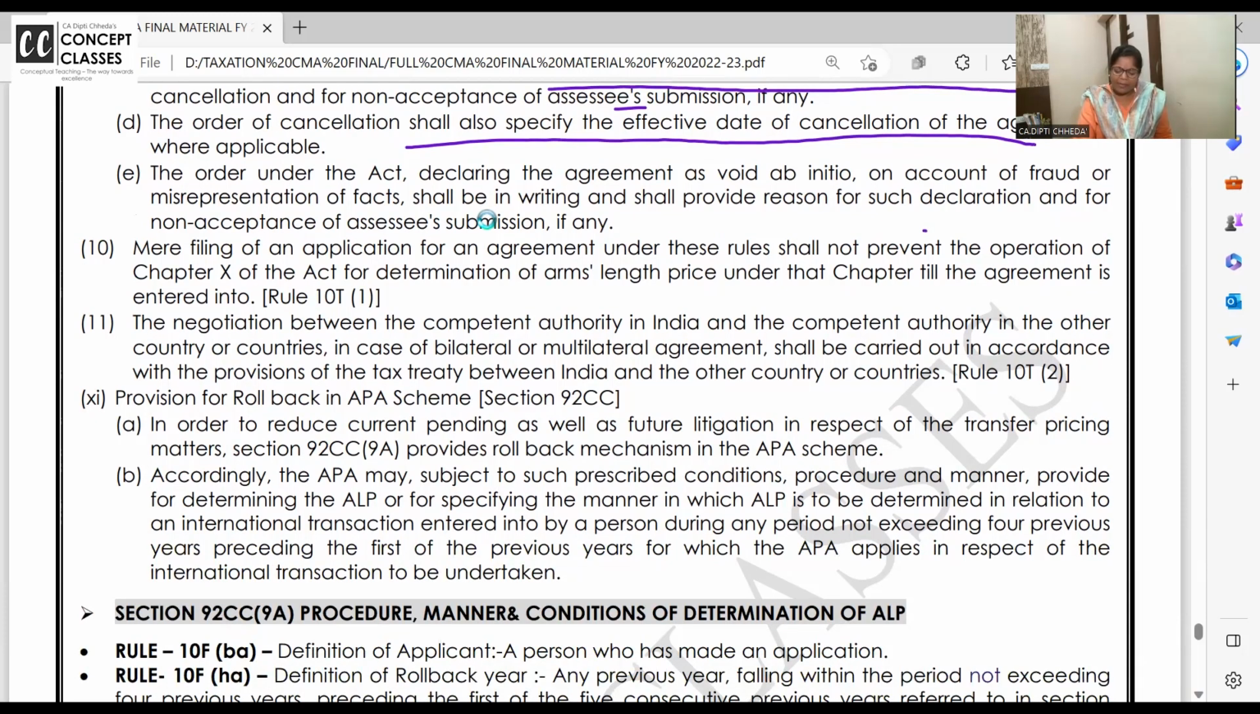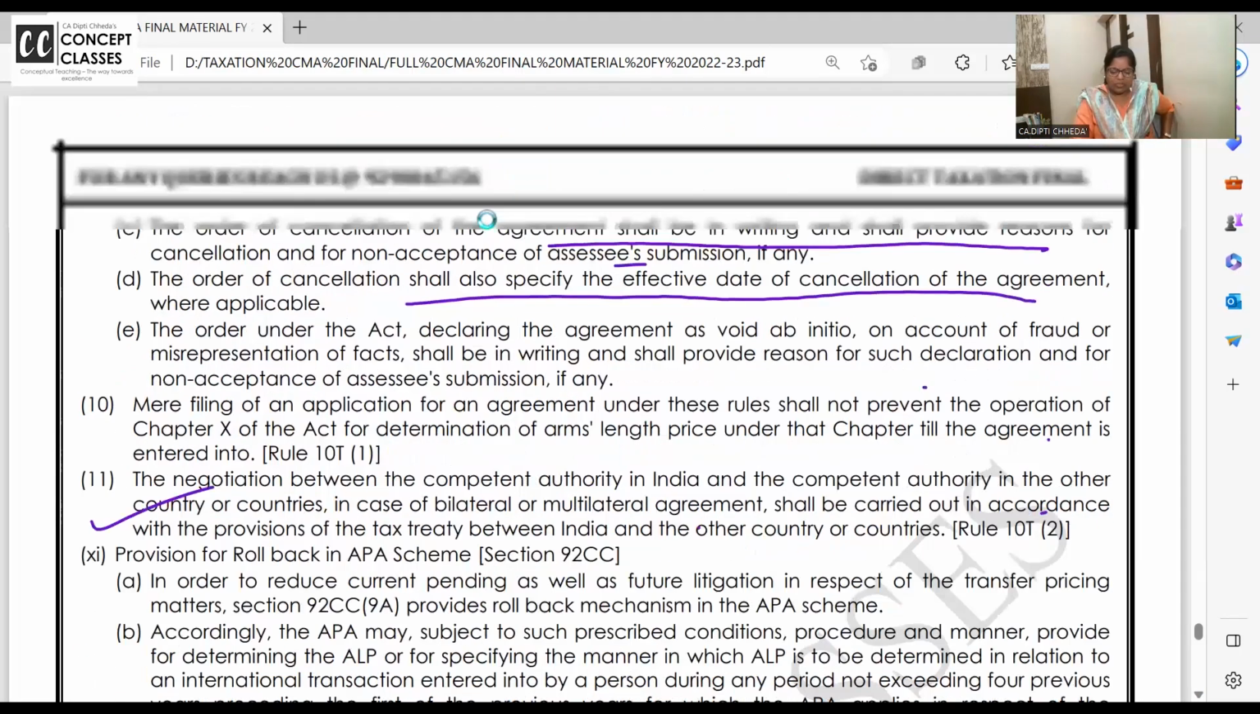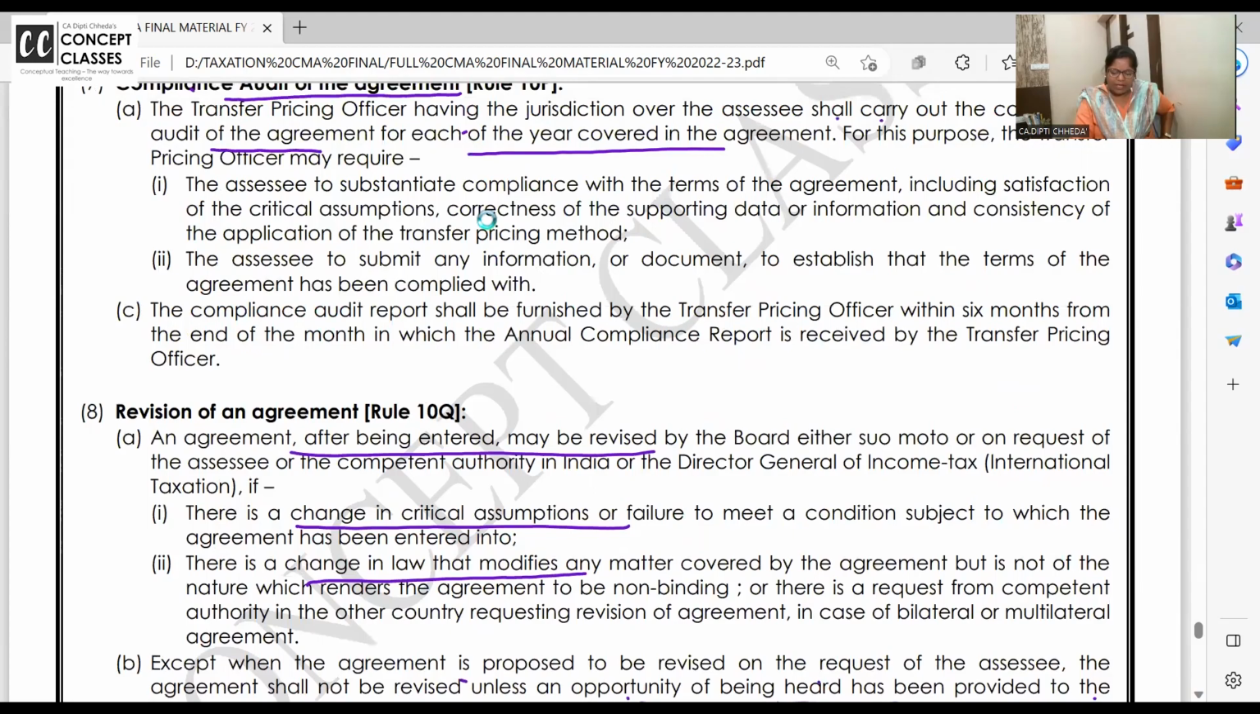Mere filing of application under these rules shall not prevent the operation of arm's length price under the chapter till the agreement. जो चीज के लिए agreement की है उसी के लिए advance pricing binding होगा, बाकी के लिए routine provisions लगेंगे. ठीक है, right. Negotiation between competent authority in India and other countries in case of multilateral and bilateral agreement shall be carried out in accordance with the rules, routine provision. So this all is for reading.